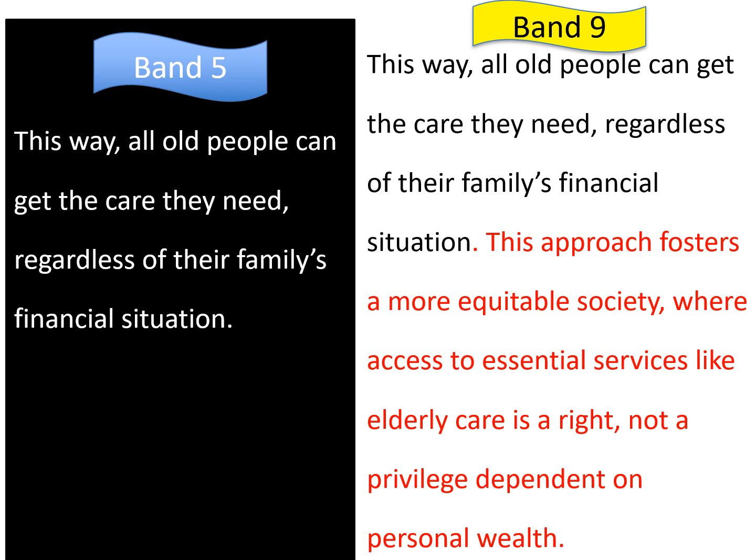This way, all old people can get the care they need, regardless of their family's financial situation. This approach fosters a more equitable society, where access to essential services like elderly care is a right, not a privilege dependent on personal wealth.